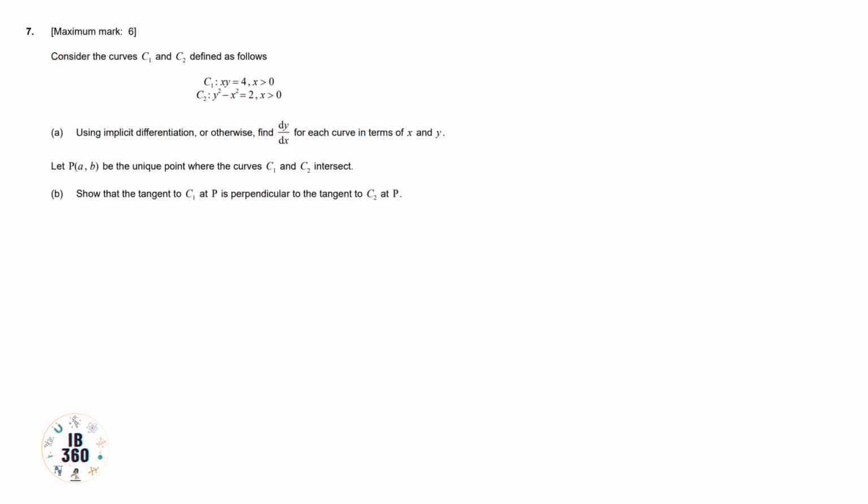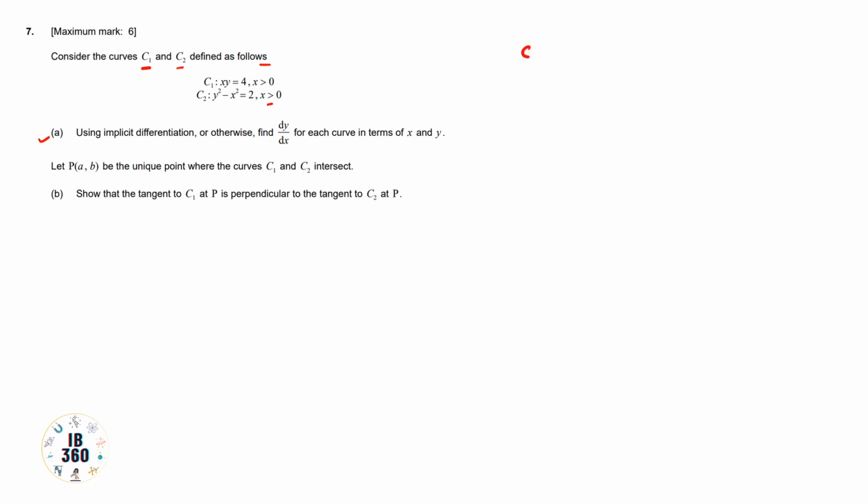So here the question is, consider the curves C1 and C2 defined as follows. That is, C1 is xy equals 4 where x is greater than 0, and C2 is y squared minus x squared equals 2 where x is greater than 0. Now, using implicit differentiation or otherwise, find dy/dx for each curve in terms of x and y.